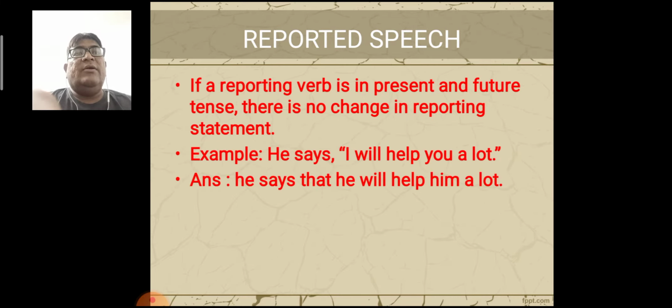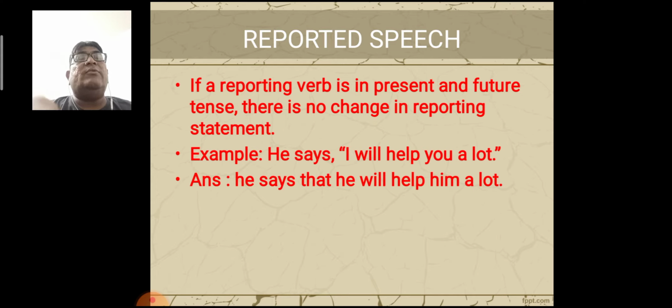Now let's see one more important rule of reported speech: if the reporting verb is in the present or future tense, then there is no change in the reporting statement. For example, he says, "I will help you a lot." The answer is: he says that he will help him a lot.